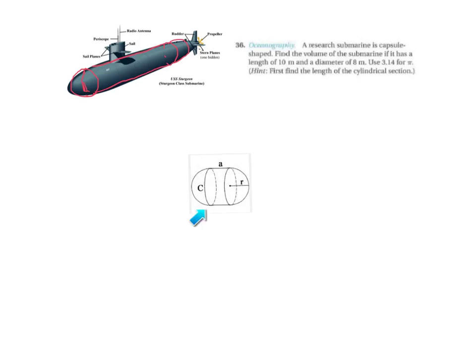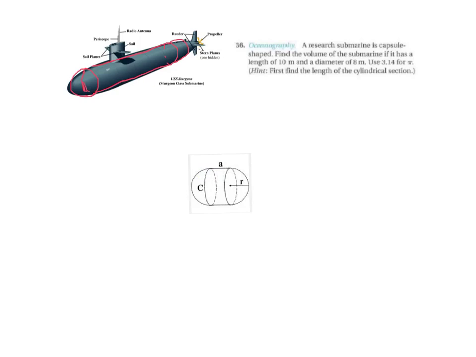Here on the diagram, we show the radius of the sphere on each end, which is the same, and it's also the radius of the cylinder. Okay? So the cylinder and the half spheres share a common radius and diameter. And this value A is the length of the cylindrical section.